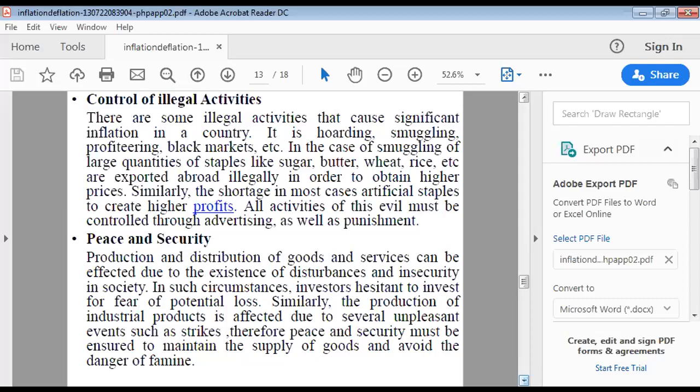A good example, if you read about the civil war of 1967 to 70 in Nigeria, I think this will be clearer to us. So one of the reasons why inflation can be encouraged is when there is no peace and security. In such circumstances, investors are hesitant to invest for fear of potential loss. Similarly, the production of industrial products is affected due to several unpleasant events such as strikes. Therefore, peace and security must be ensured to maintain the supply of goods and avoid the danger of famine.